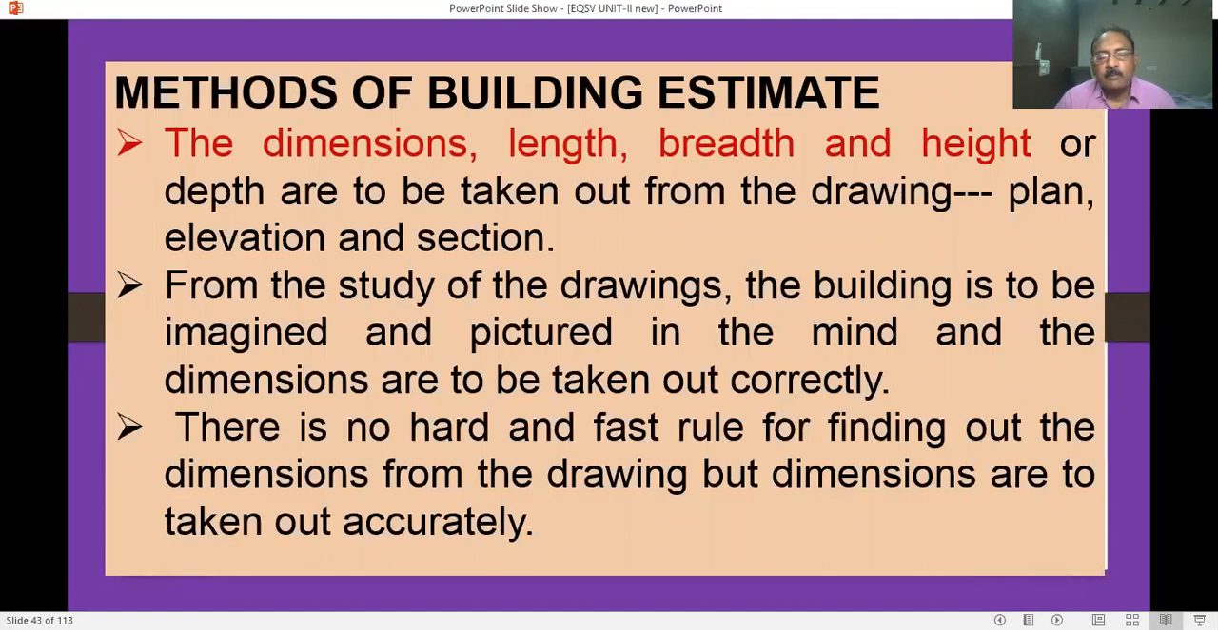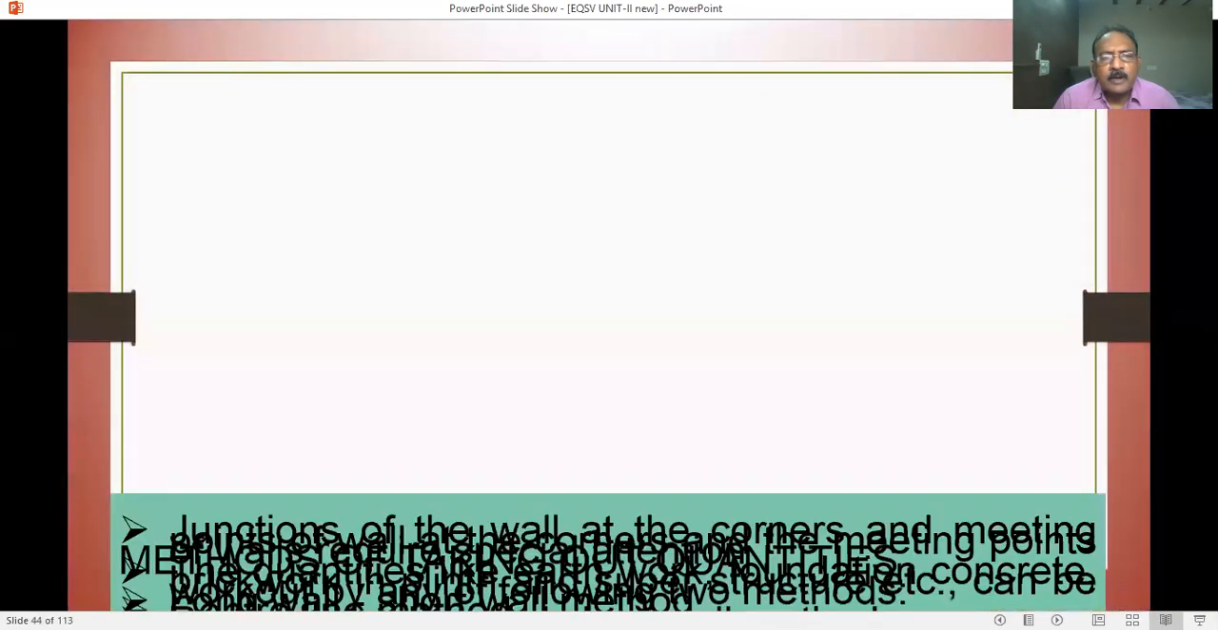You should keep in mind the dimensions of your plan. Then only you will take correct measurements. And the order of the dimensions is length, breadth, and height. As I explained last class, this is a very important bit question for all competitive and viva voce questions. And there is no hard and fast rule for finding out dimensions from the drawing, but you have to take them accurately. That is very important.